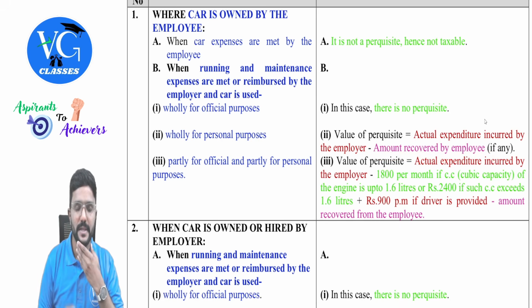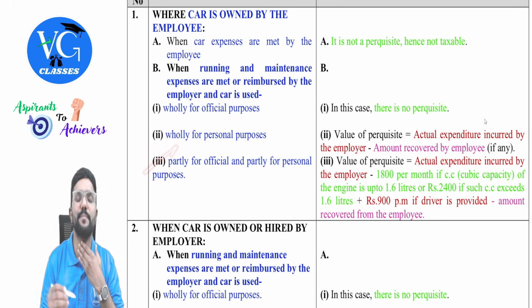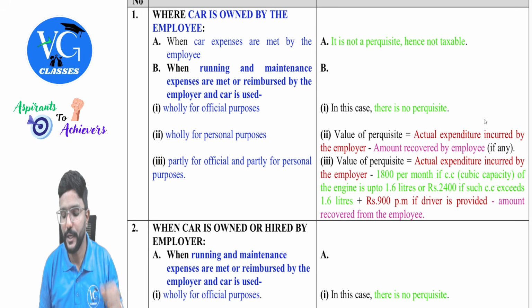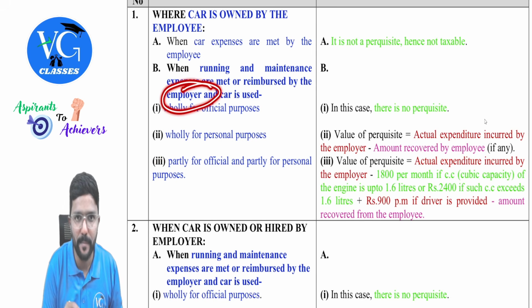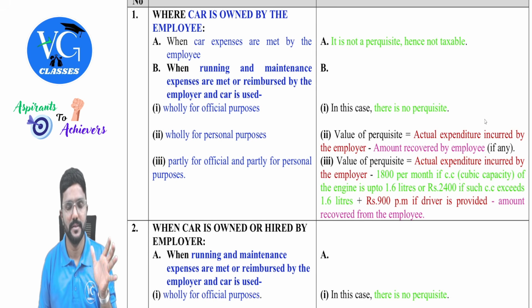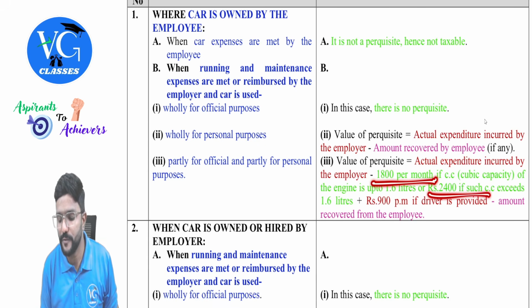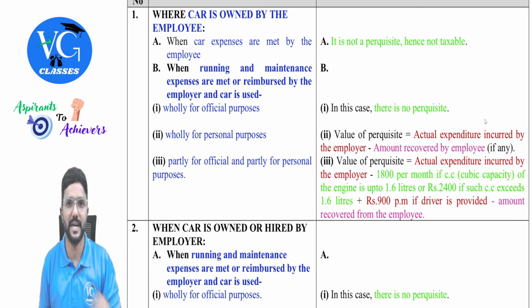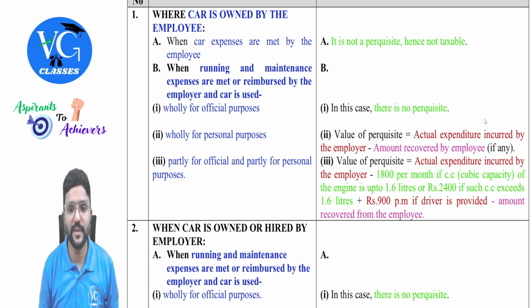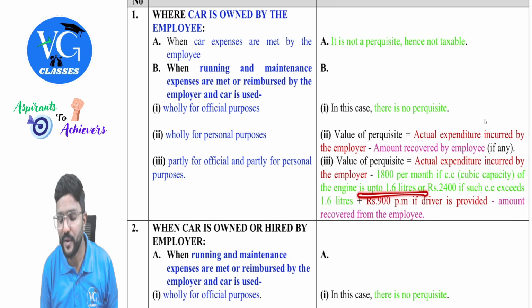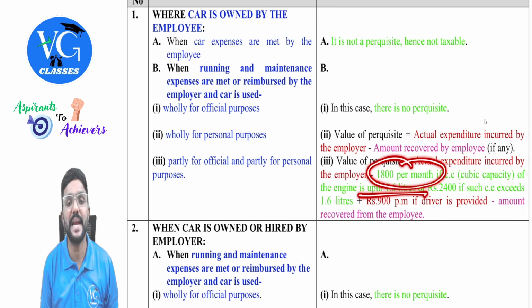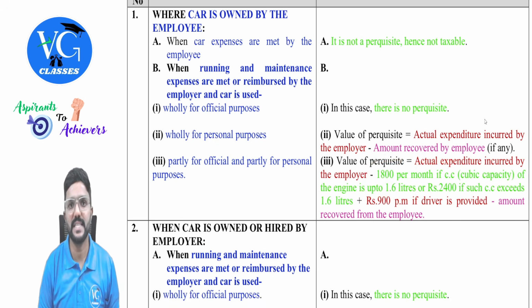Then sir, what if car is used partly for office and partly for personal purpose? Then we need to take the actual expenditure incurred by employer. From that we need to deduct either 1800 per month or 2400 per month depending upon the cc of the car. If the cubic capacity of the car or the engine is up to 1.6 liter, then we need to deduct 1800 rupees per month. Or if the cc of the car is more than 1.6, then we need to reduce 2400 per month. Per month.